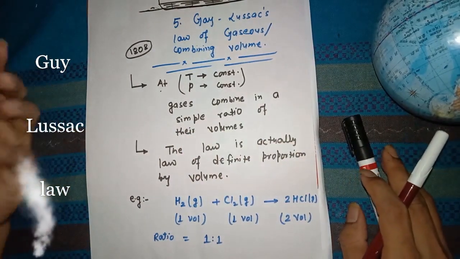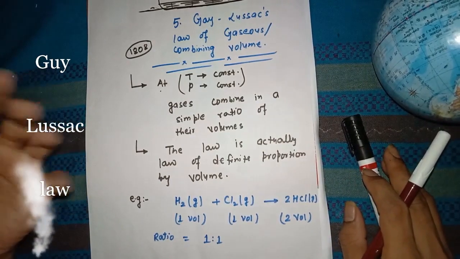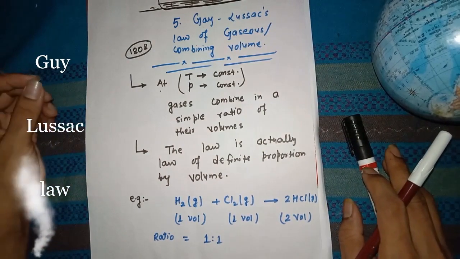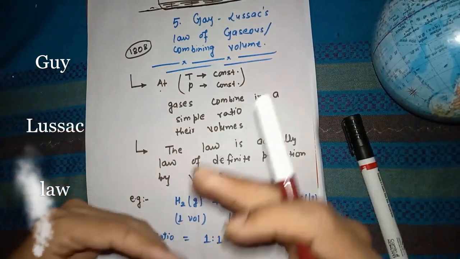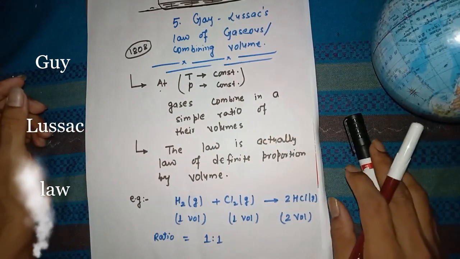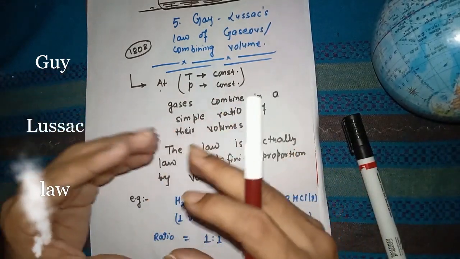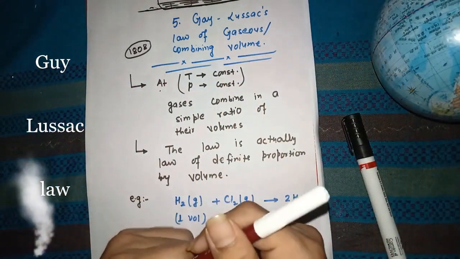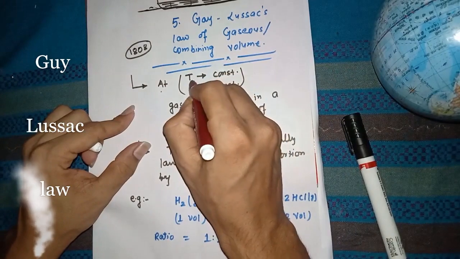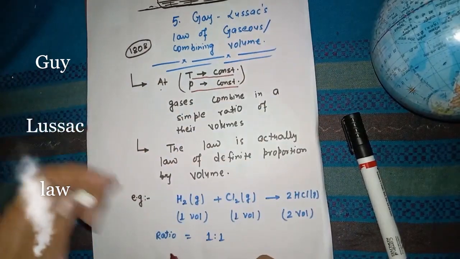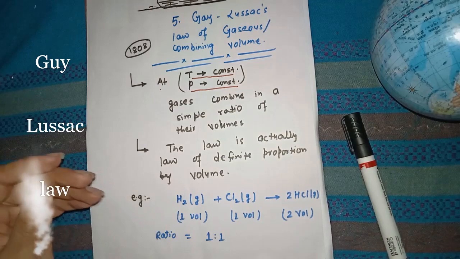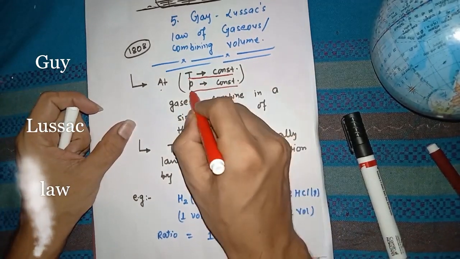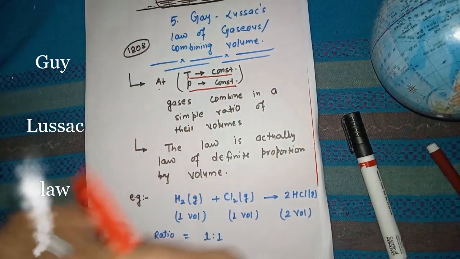It is the same idea as the law of definite proportion that we have already learned, which is also called the law of definite proportion by mass. But this law is actually the law of definite proportion by volume. Here you have to keep in mind that temperature and pressure must be constant. This is the necessary condition for this law.